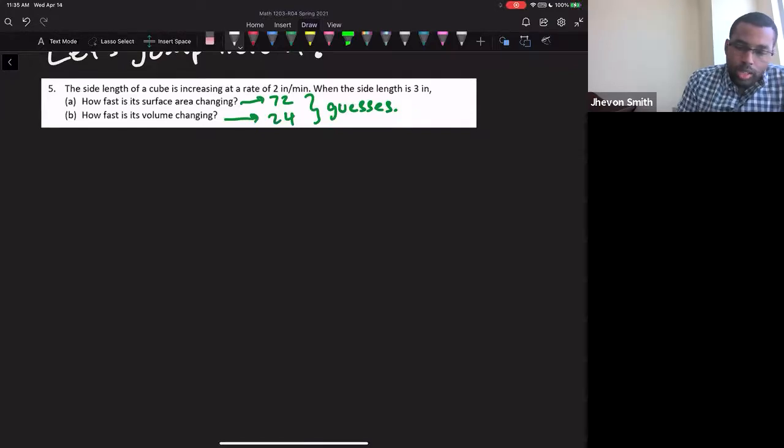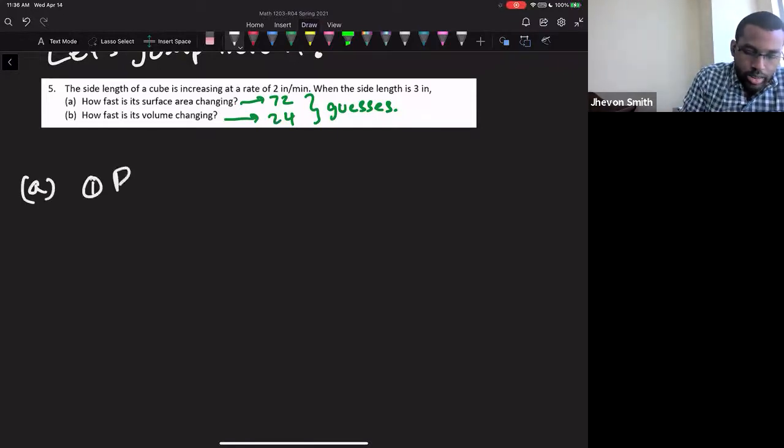The side length of a cube is increasing at a rate of 2 inches per minute. When the side length is 3 inches, A, how fast is the surface area changing? And B, how fast is the volume changing? Now, these are 2 different questions, so let's take them one at a time. A, how do we do it? 1, we read.